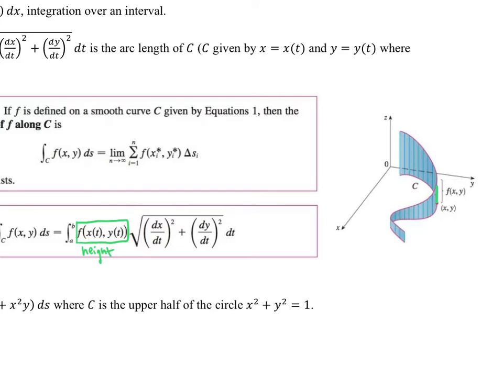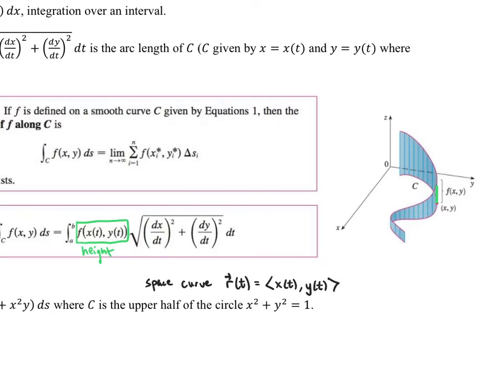And so the height of the rectangle is the function value. But again, the function we're going to write is going to be in terms of a parameter t. So in other words, we're going to set up for our space curve a vector function r of t, which will have two components, x of t, and then y of t.